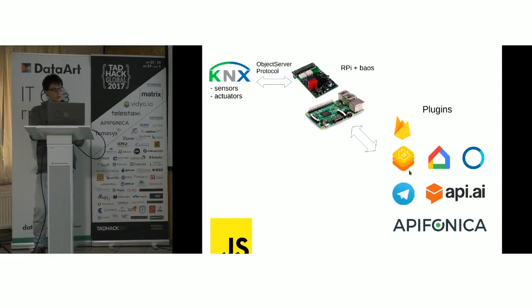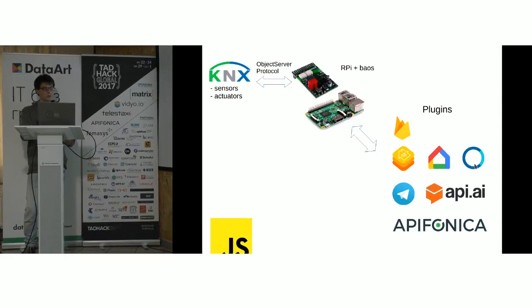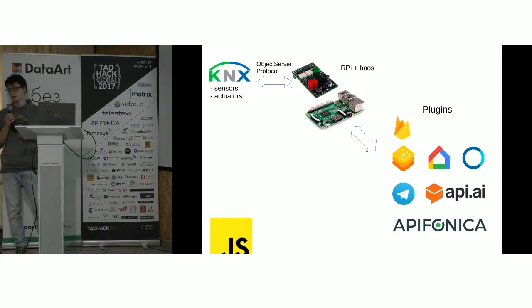implement Apple HomeKit or Google Home or even Alexa, even Telegram. Or if you want your system to be more smart, like to understand your text requests, you can even use an API. All you want, it's powered by JavaScript. So in this case, I want to demonstrate how I did it with Epiphonica.